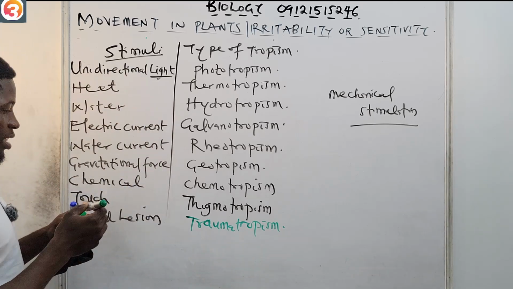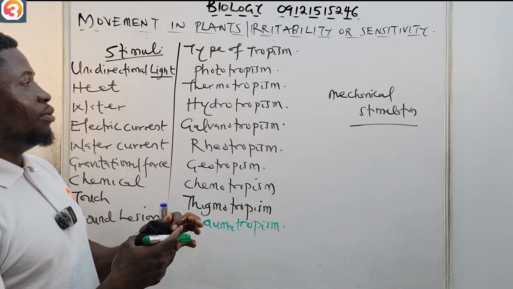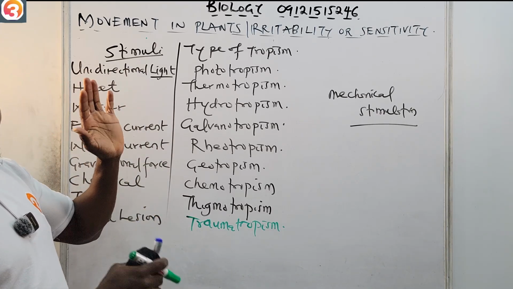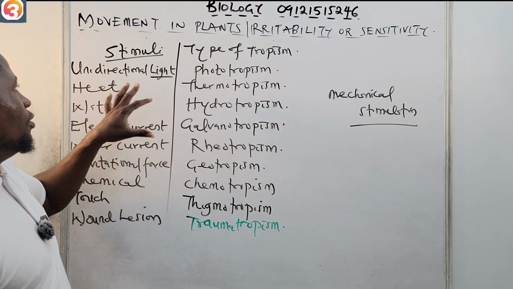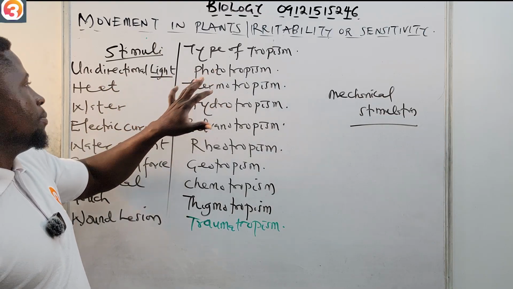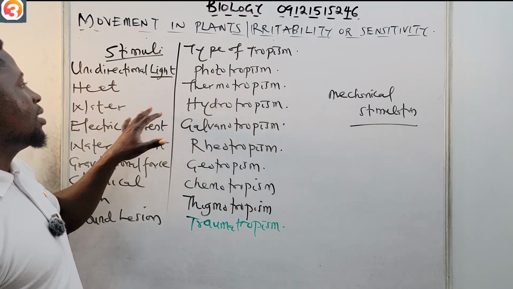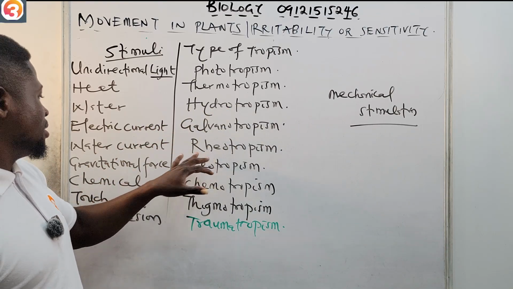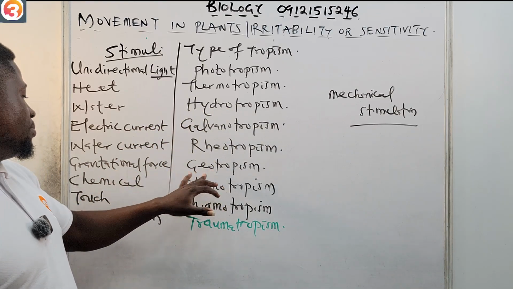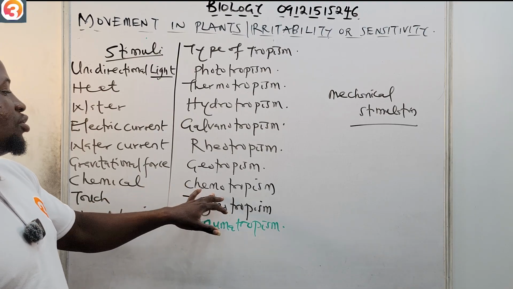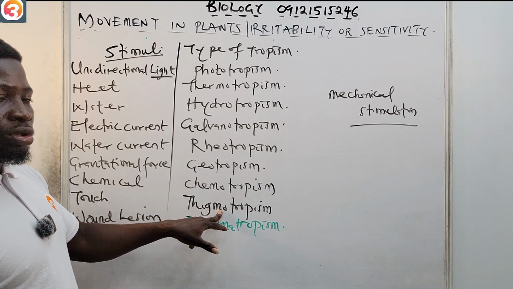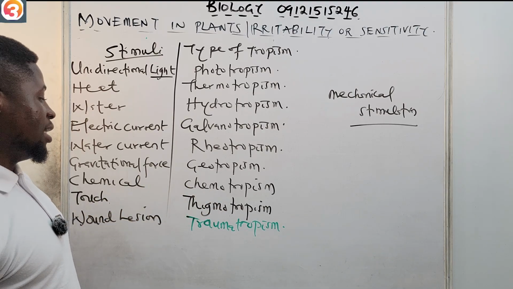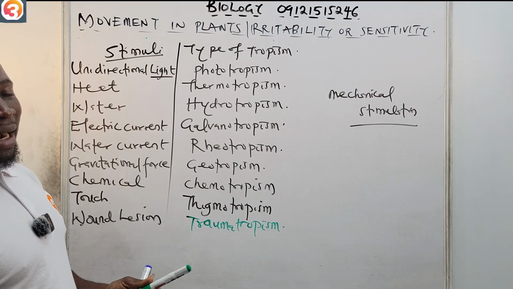Traumatropism. So these are different types of stimuli and the name of the type of tropism that they undergo. For light, phototropism. For heat, thermotropism. For water, hydrotropism. Electric current, galvanotropism. Water current, rheotropism. Gravitational force, geotropism. Chemical, chemotropism. Touch, thigmotropism. And wound lesion, that's what we call traumatropism.